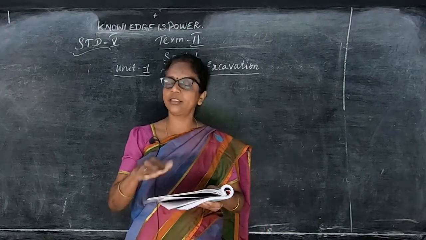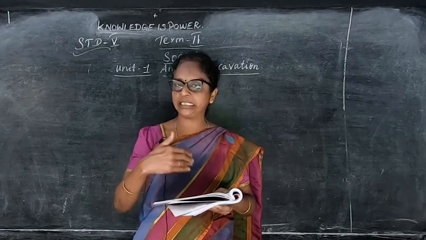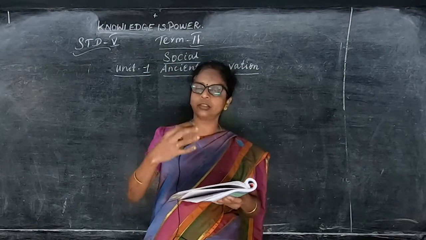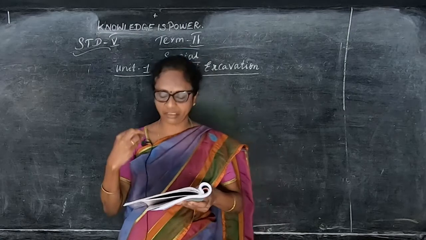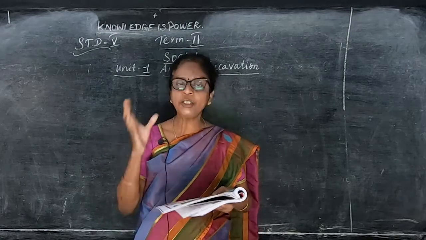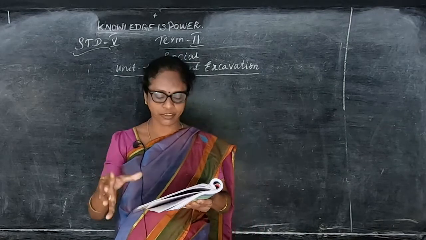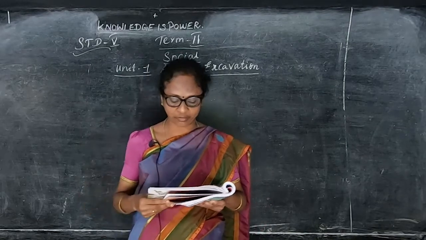If we dig the earth, we will get sand. In some places, as we dig, we find things that previous people used. Controlled exploration means exploration that is controlled, finding what is under the surface of the earth.